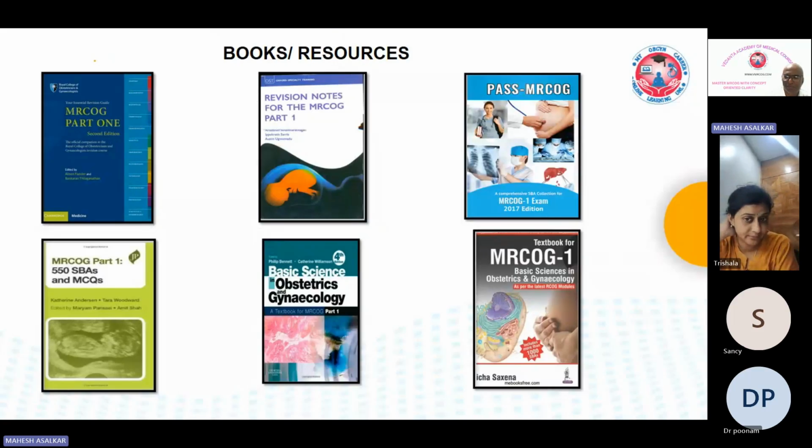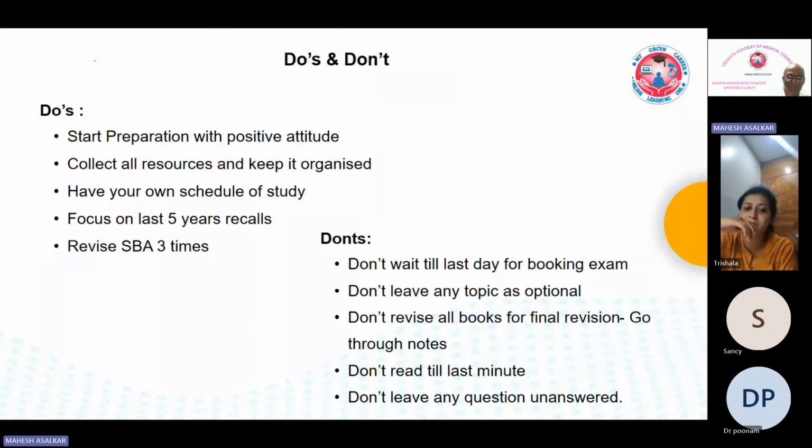I won't suggest you make hard copies unnecessarily. It will increase the burden to carry and all. In the final stage, you have to revise in the last 2-3 days. So there are certain do's and don'ts. Start preparation with a positive attitude. Then collect all resources and keep them organized. I have already given them to you in an organized manner.